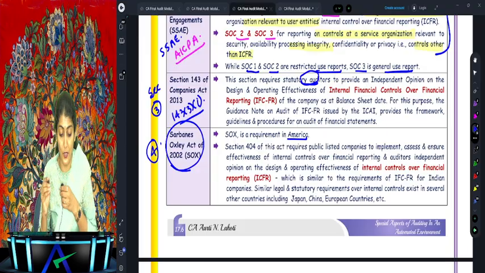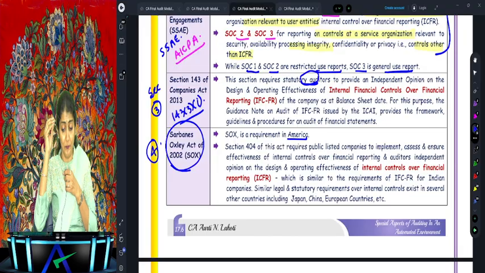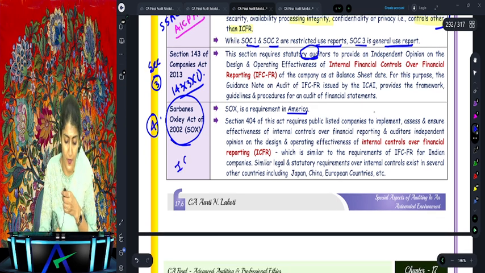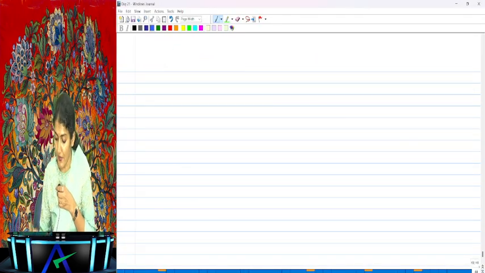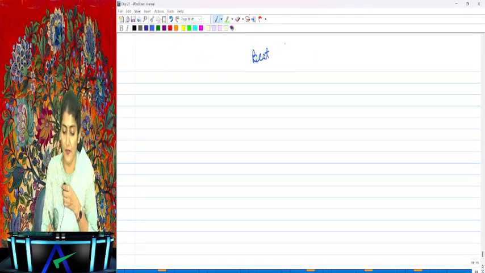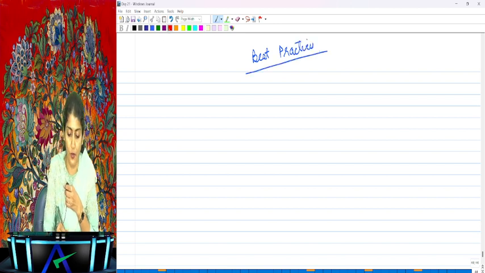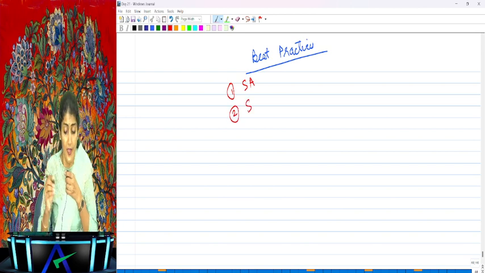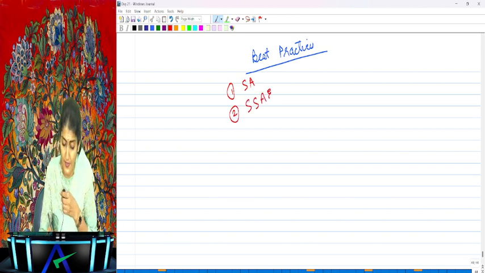So anyway, we are talking about the fourth one, the Sarbanes-Oxley Act, which was the first one to talk about the concept of ICOFR, the internal controls over financial reporting. So what we are talking about is the best practices. What is the best practice? That you should do the audit in accordance with the standards on auditing. Second, you should follow the Statements on Standards on Attestation Engagements issued by the American Institute of Certified Public Accountants, the SOC 1, 2, and 3.